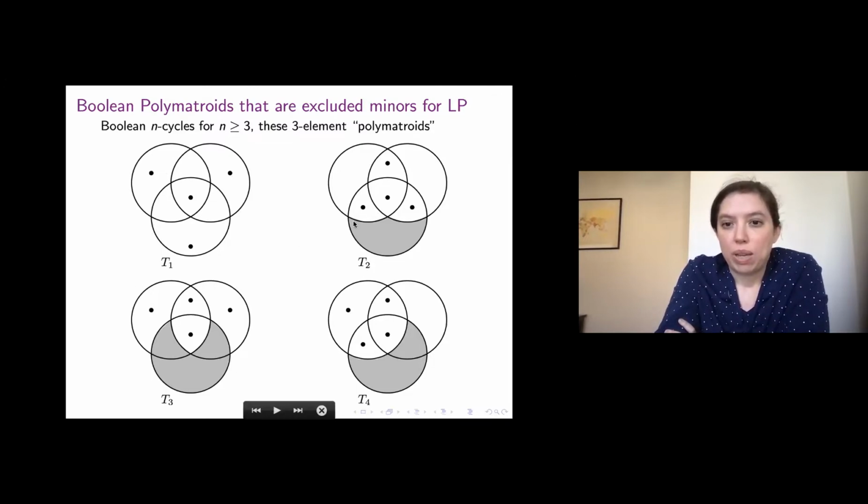T2 here, I put gray to indicate that this part of the Venn diagram is empty. So if you have something common to all 3 supports, and something common to each of the intersections that is not common to the 3rd support, then you get another excluded minor type. So there's 4 types of Boolean polymatroids where each of them has 3 elements.